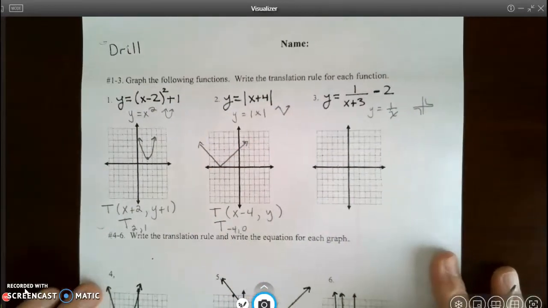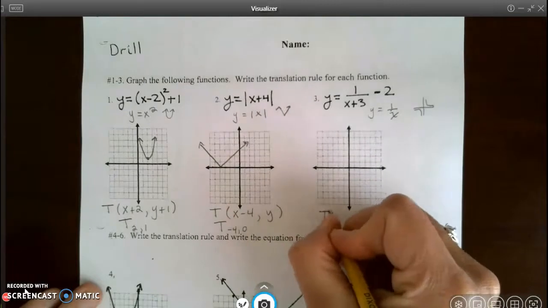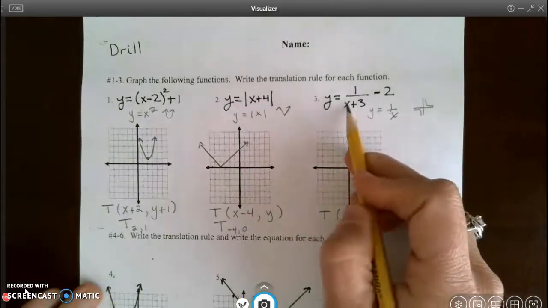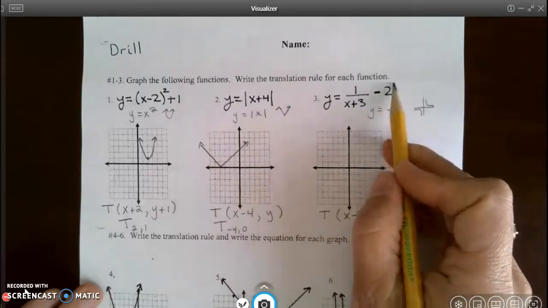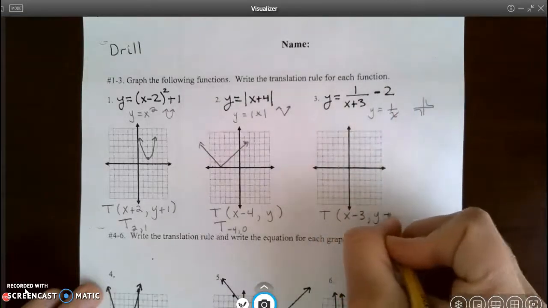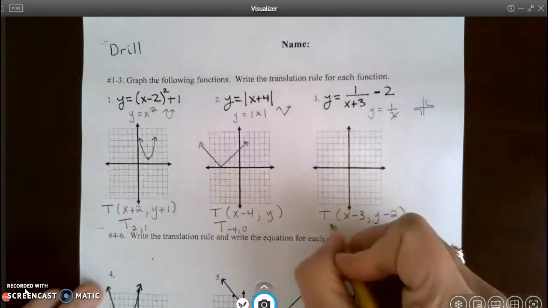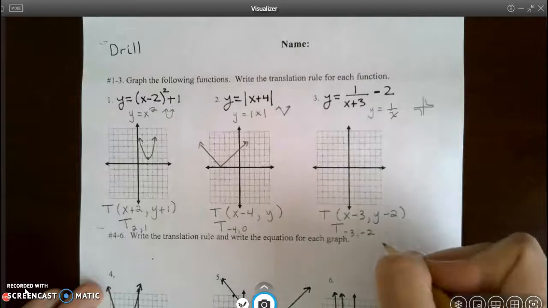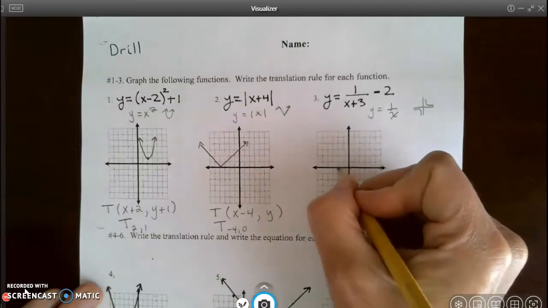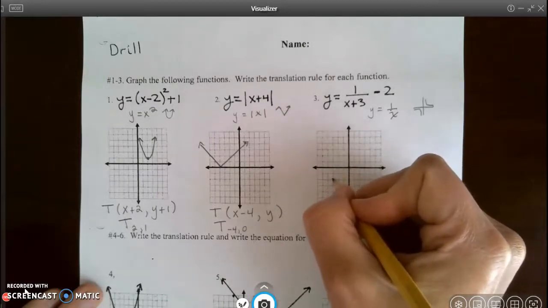And for number 3, I'm going to write my translation rule. Look at the equation that says x plus 3, so the rule must be x minus 3. And y tells the truth, so y minus 2. I could also write it in subscript notation. So I'm going to translate 3 to the left, 1, 2, 3, and down 2.